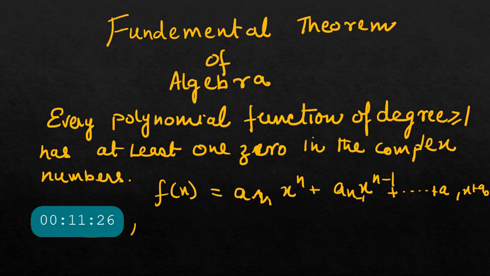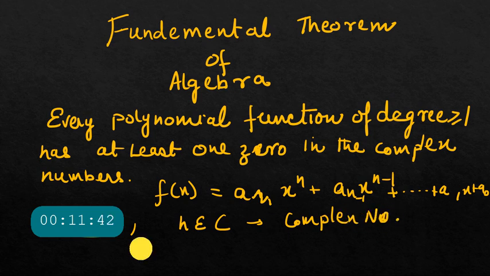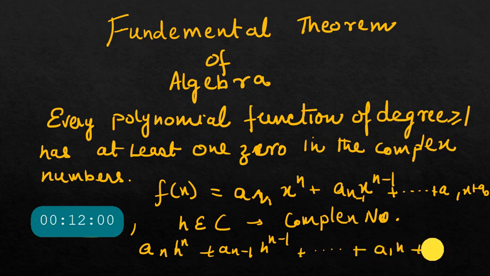So let's see, there exists at least one h which belongs to complex numbers, which I am representing by C, right? So a_n h^n, so obviously if I am talking about h, I will replace x by h, plus a_(n-1) h^(n-1) plus so on up till a_1 h plus a naught is equal to 0.